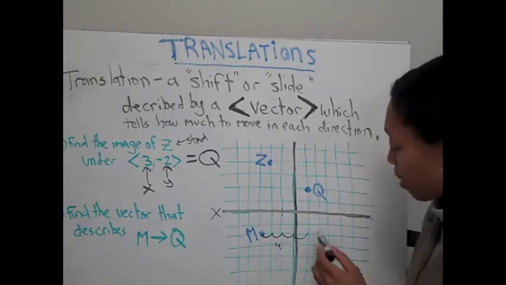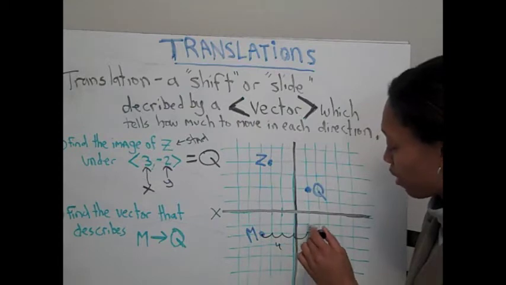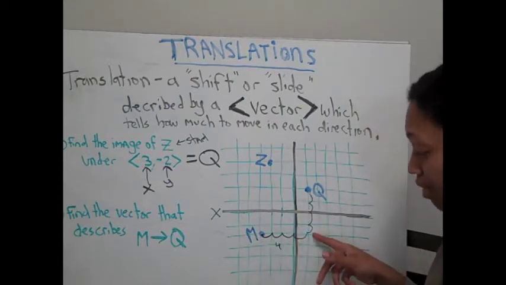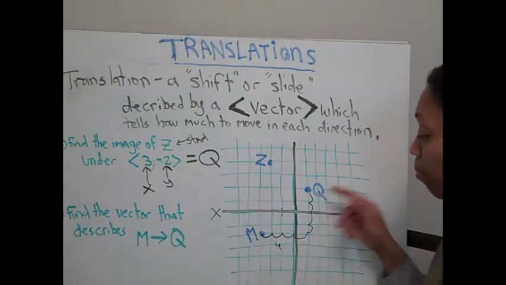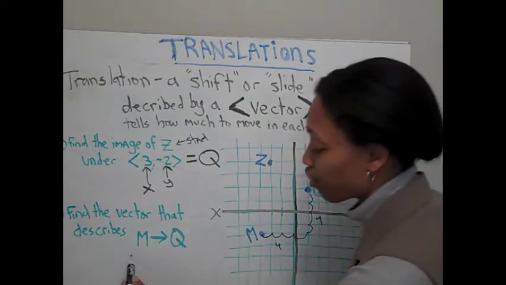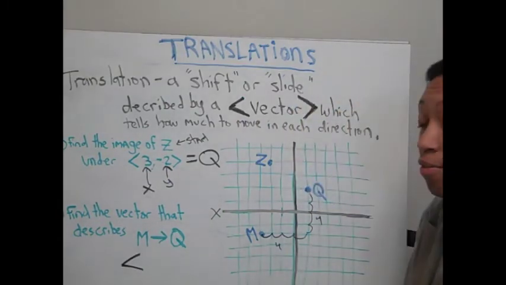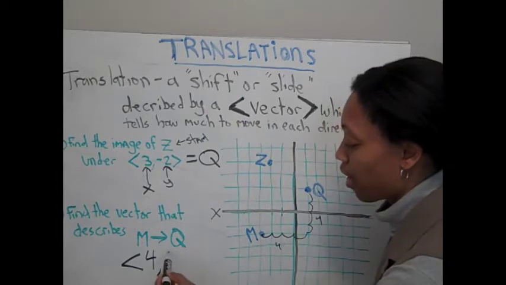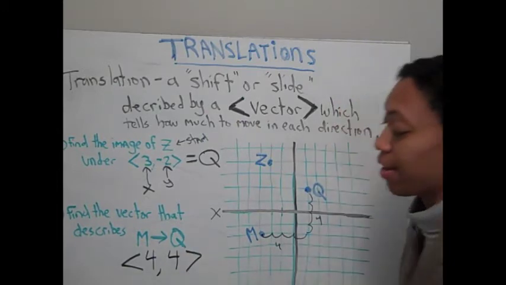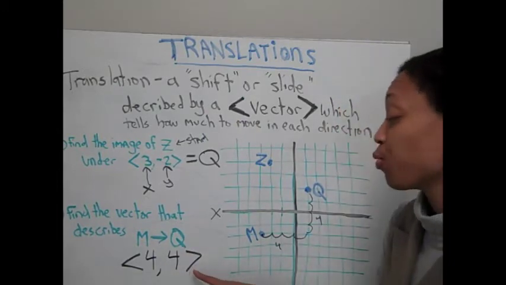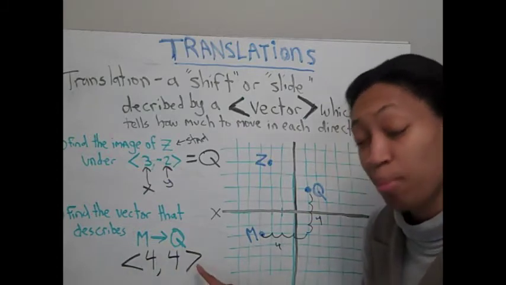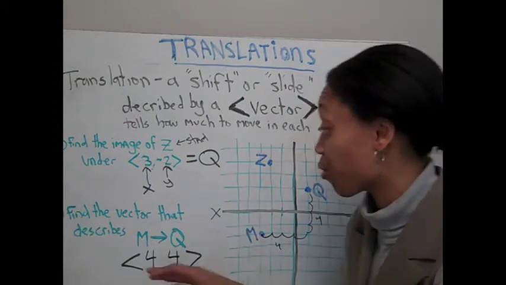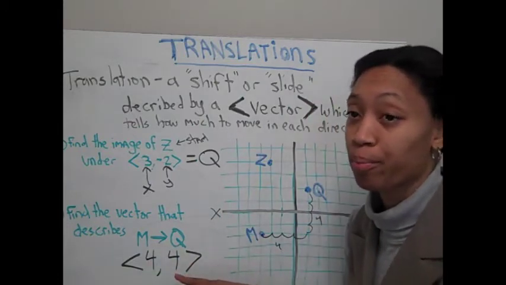And then I need to come up 1, 2, 3, 4. Over +4, then up +4. So my vector is the vector that has +4 in the x direction and +4 in the y. This is the vector. And remember, when you're writing your answer, don't put commas on the sides, because we're not talking about the point 4, 4. We're talking about the vector that moves over 4, up 4.